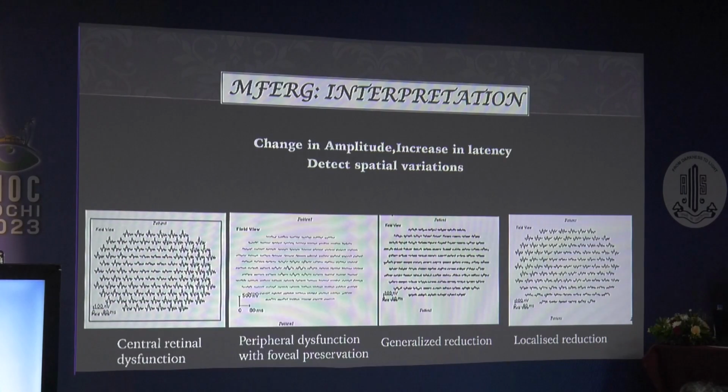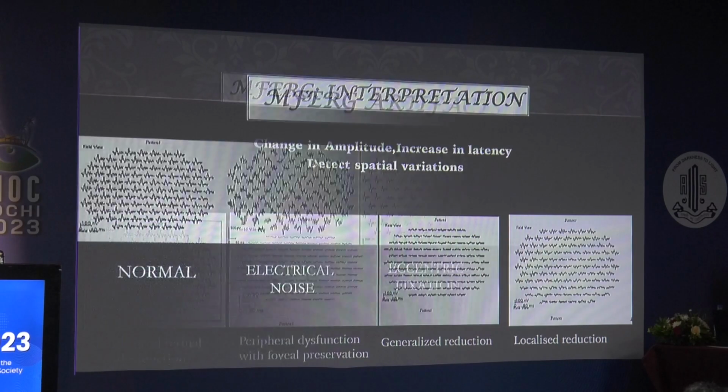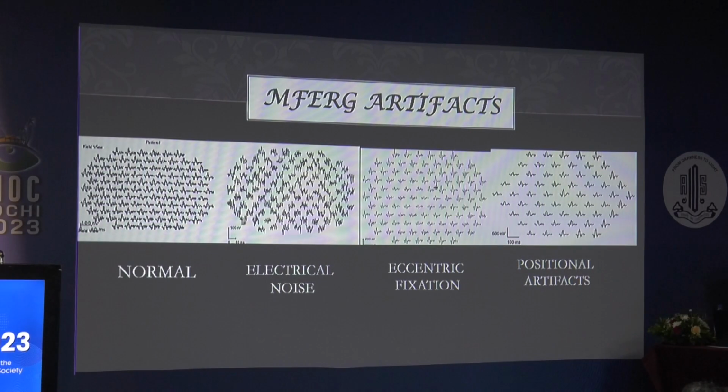So the distribution, you can see here, central area is gone, more likely to be a macular dystrophy. The whole periphery is gone, only central area is preserved to some extent, more likely to be RP. There is a generalized reduction, meaning both the central and the peripheral cells are affected. Localized means the lower area is more affected than the superior, so it gives you the distribution in the way the disease is affecting the retina.